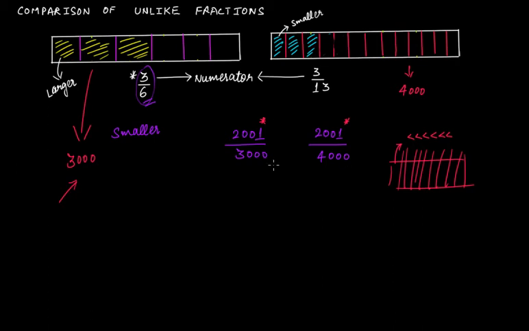That makes this fraction greater than this fraction. Why? Because in this case the denominator is smaller than this one. That makes this fraction greater. Therefore this fraction will be greater than this one.